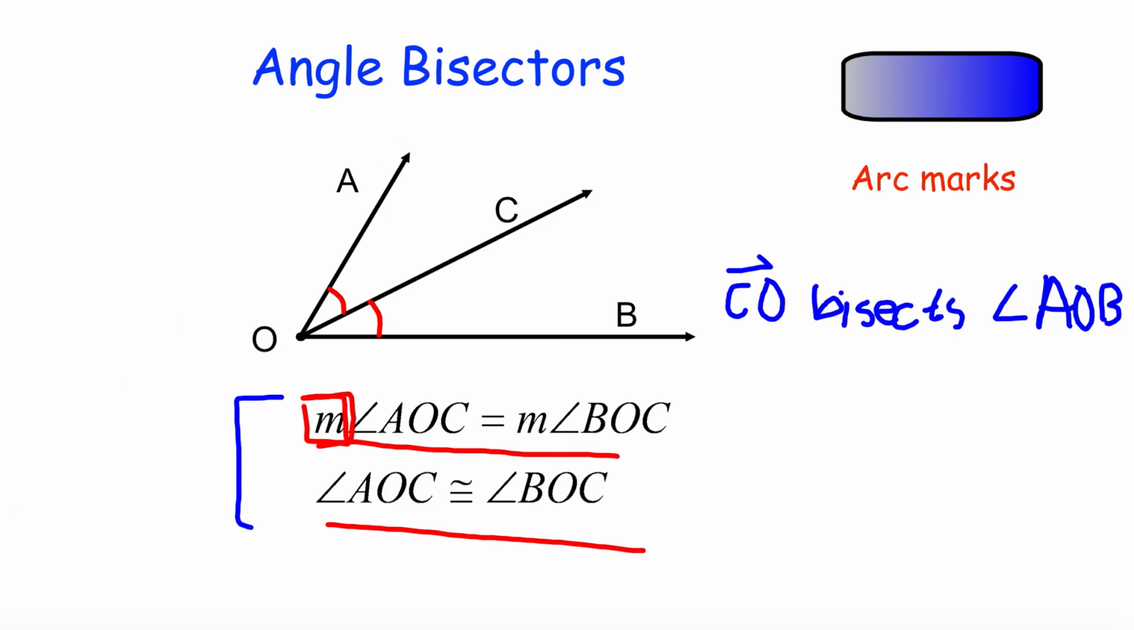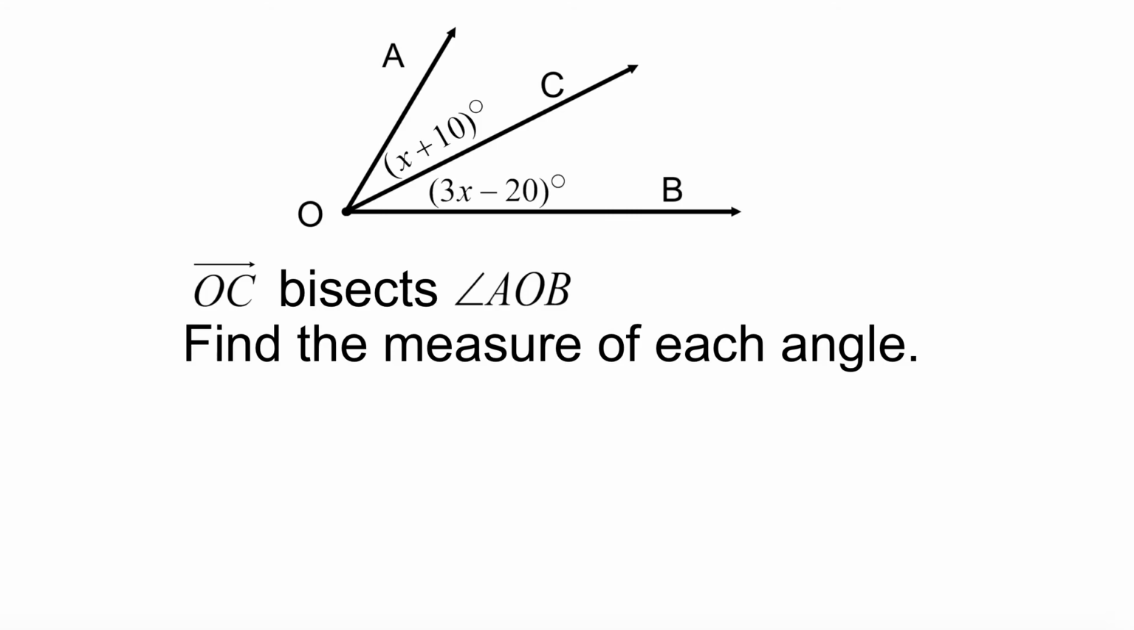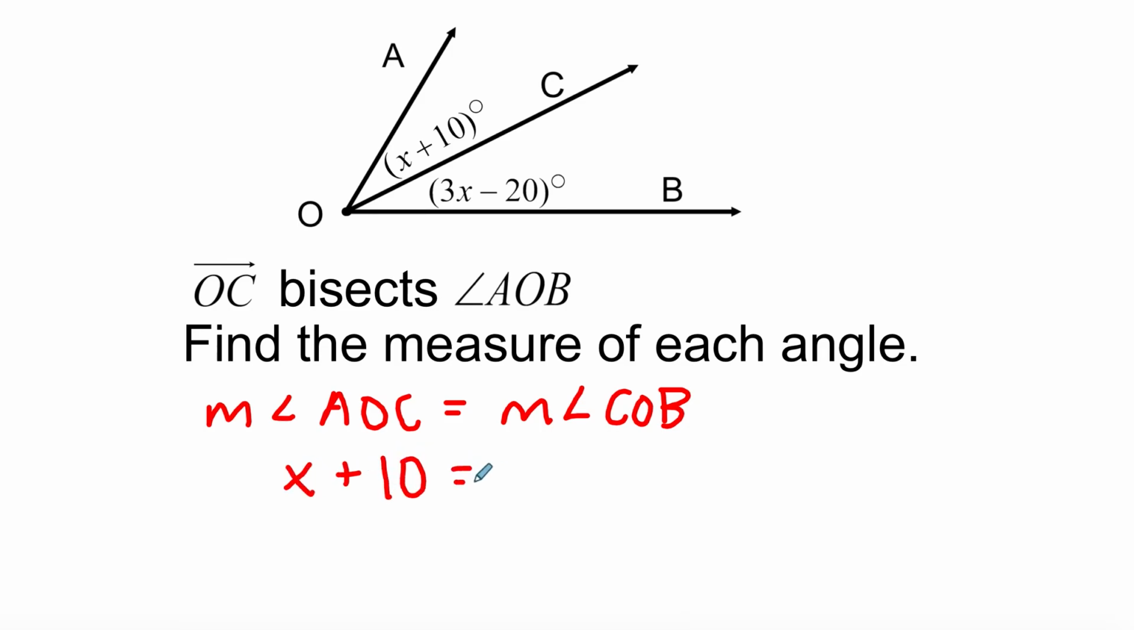So we can do some math with this as well. So let's take a look at this. If OC bisects angle AOB, find the measure of each angle. How are we going to do that? Well, if OC bisects angle AOB, then what do we know is true? We know that the measure of angle AOC equals the measure of angle COB. So if the measure of angle AOC is equal to x plus 10, then x plus 10 will equal 3x minus 20, since 3x minus 20 is the same as the measure of angle COB. And then we just need to solve.